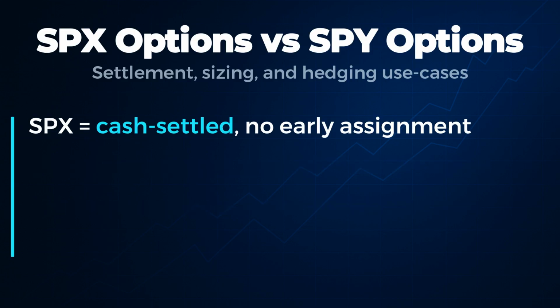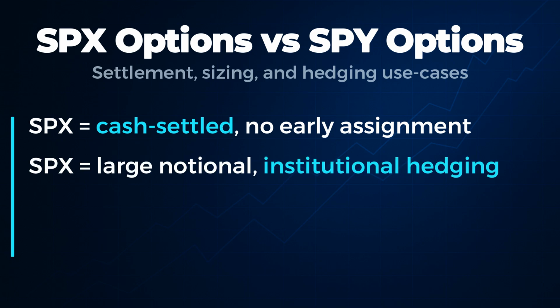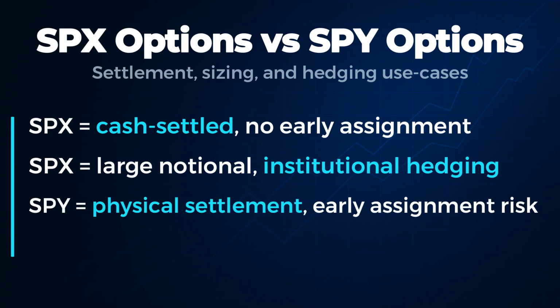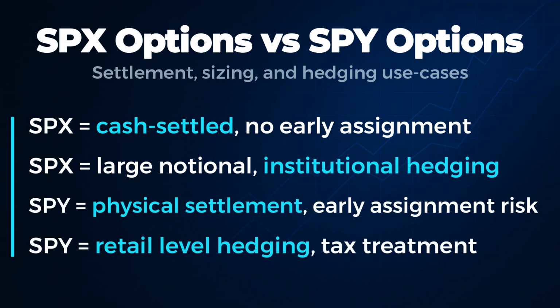SPX options are cash settled, European style. They have no early assignment risk, carry large notional exposure, and are widely used by institutions for macro level hedging. SPY options are physically settled, American style, and can be exercised early, work well for retail level hedging, and follow standard equity option tax treatment. If you want to avoid early assignment risk, you use SPX. If you want small sizing and precise position control, you use SPY.